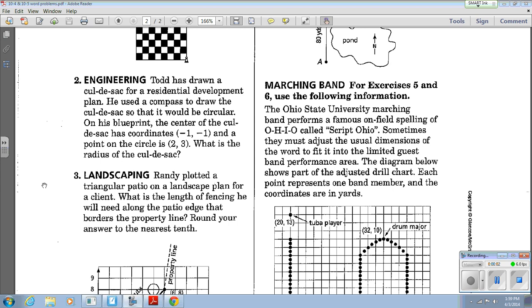Okay, here's our second lesson on the distance formula. I have about three, four word problems that I want you to take a look at. And I want you to see how word problems can be fitted and then how we would use the distance formula from those word problems.